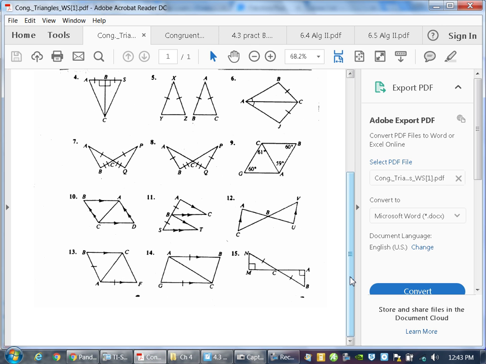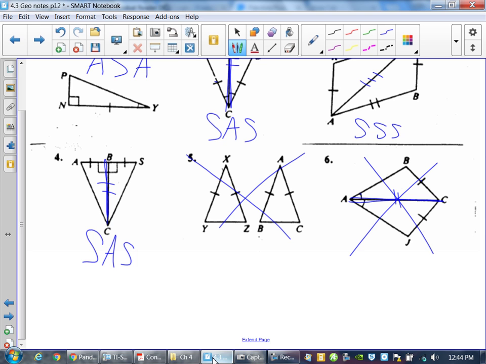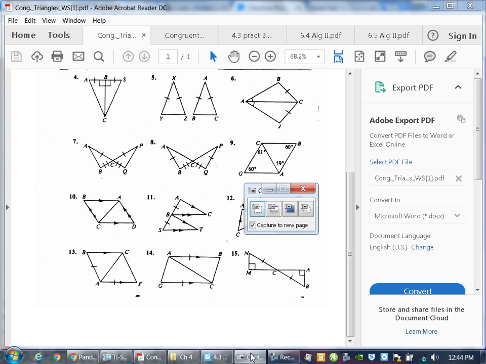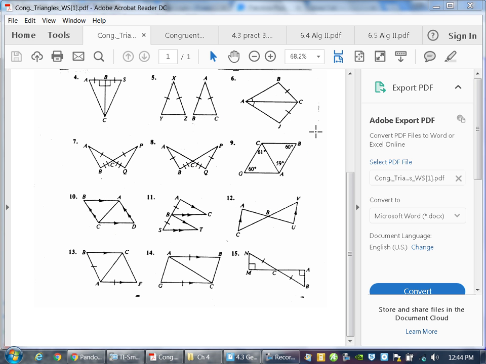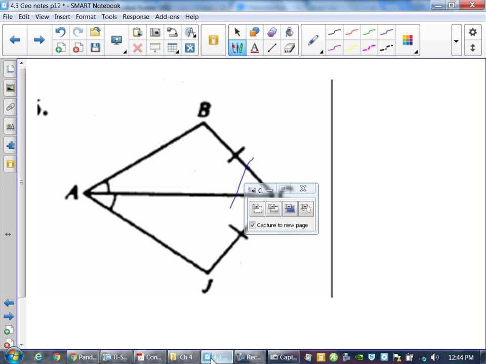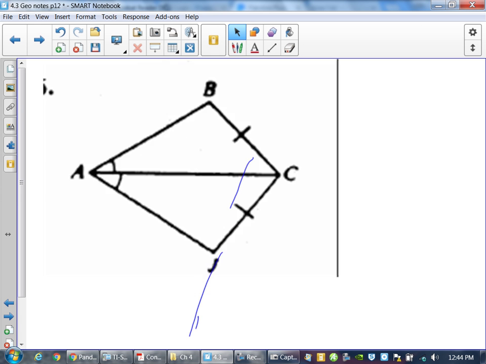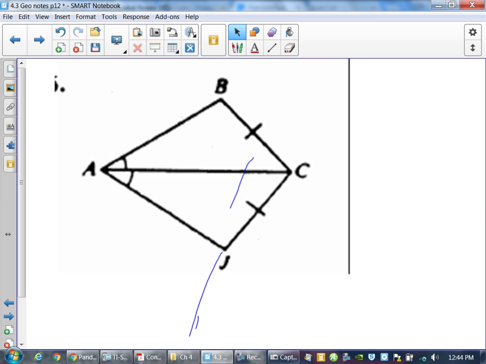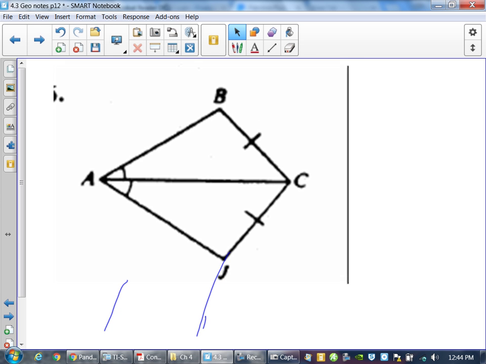Can you re-explain that one? Sure. In this one here, when you look at the actual diagram, you go through your tick marks. Go in the order in which you have things written. Right away as you look at this, you've got an angle.